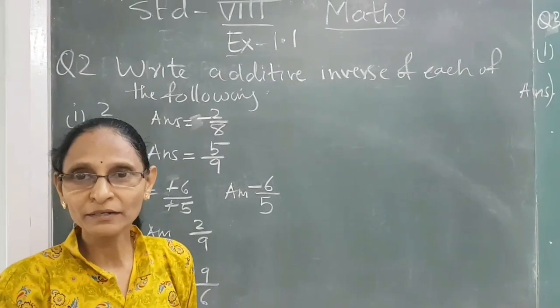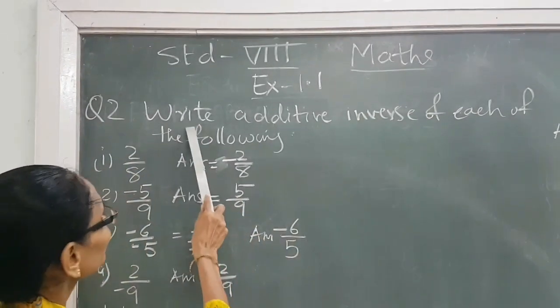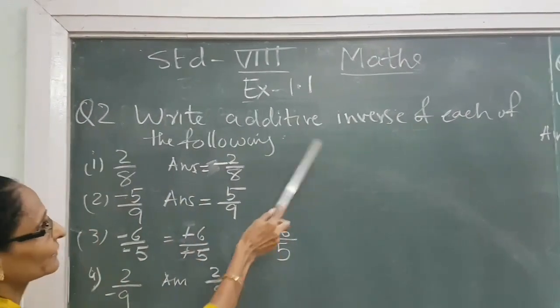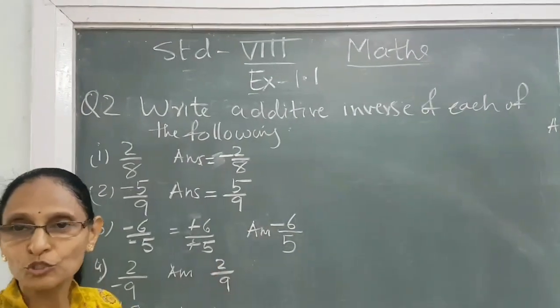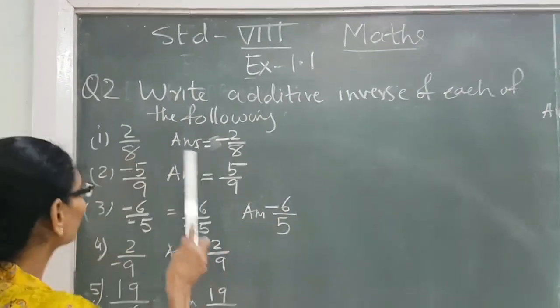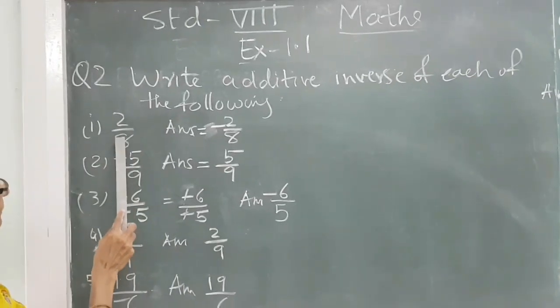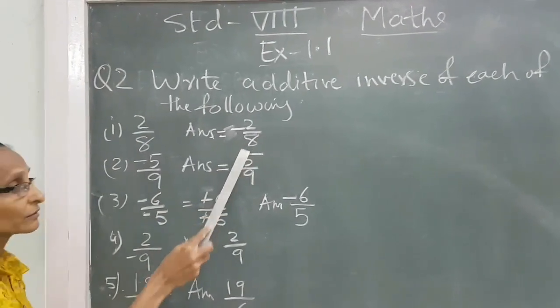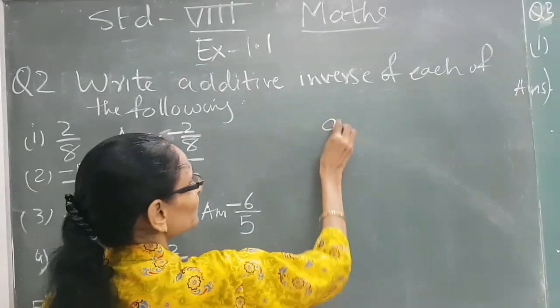Now question number 2. Write the additive inverse of each of the following. You know what is additive inverse. That means you are supposed to change the sign. Now our first question, 2 upon 8. Now if you change the sign, it will become minus 2 upon 8. You know what is additive inverse.